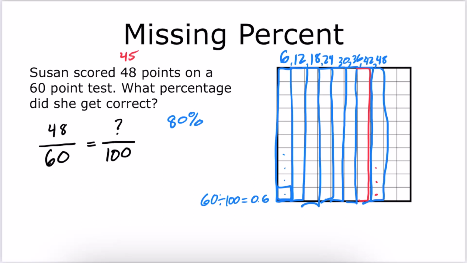But in this case, the answer was that 48 points on a 60-point test would give you an 80% on the test. So that's how you solve percent problems with 100 grids. The main idea is that you need to figure out the value of a single square and then use that to figure out whatever the question is asking for.